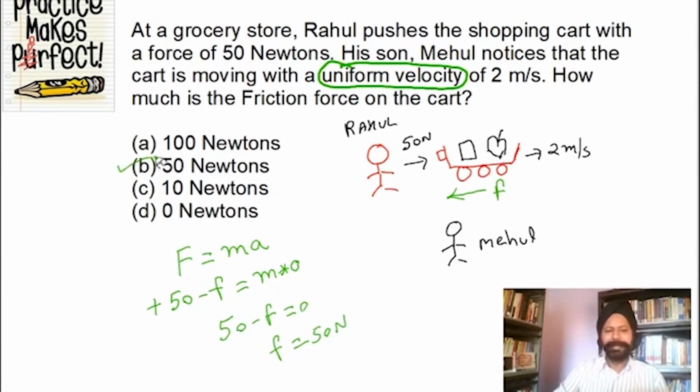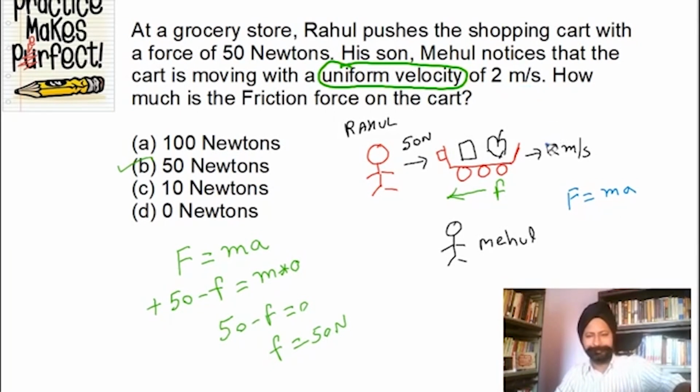Many students said 100 newtons. Why? Let me tell you the mistake. Many students did this: F equals ma, and then I don't know what they did. Somehow I don't know what they're doing, because first of all, this is not even acceleration, right?